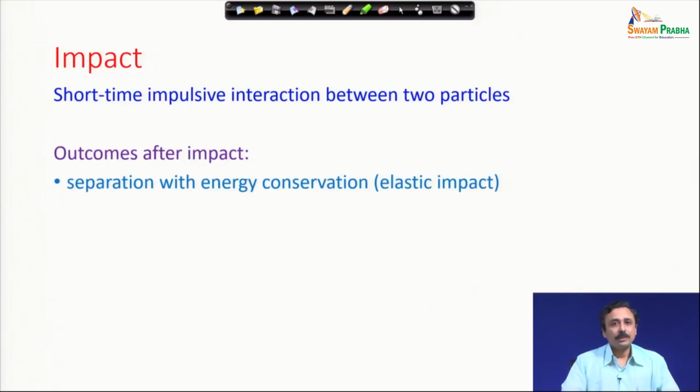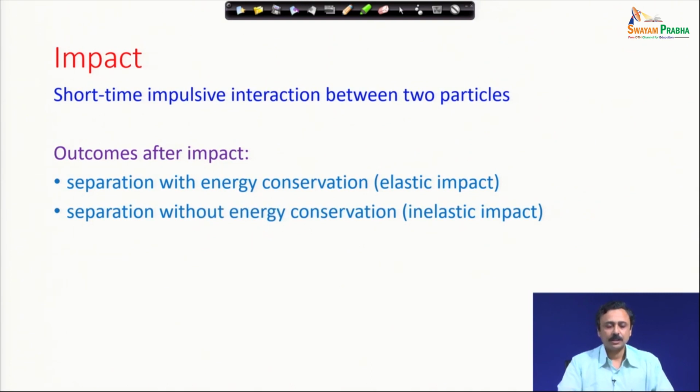What could be the possible outcomes of such impact? You can have the two particles which were coming close and impacting, and then they can separate with energy conservation. The energy is not lost. Therefore, the final energy after impact and the energy before impact remains constant. Such impacts are called elastic impacts or elastic collisions. We can have separation, but some part of the energy might be lost. That means, the final energy can be less than the initial energy of the two particles.